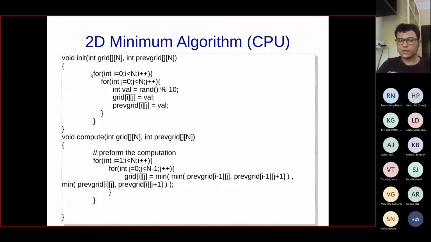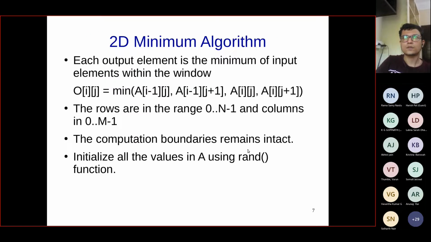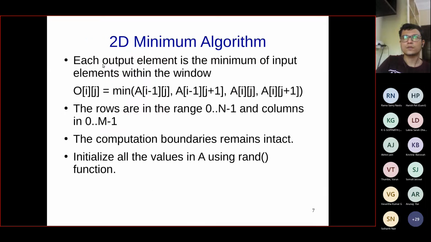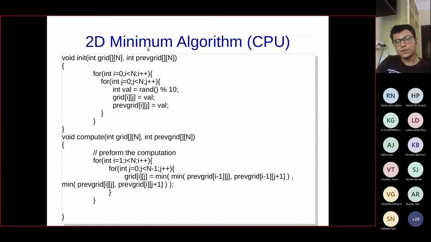So here I have written two functions, one is init and one is compute. If you remember, we want to initialize the value of a to random values, right? In the init function, I have declared two arrays, grid and previous grid. Here a is the input array and o is the output array. To simulate this, I'm using previous grid as the input array and grid as the output array. So previous grid will contain the input values, and after the execution of the 2D minimum algorithm, grid will contain the final results that we want.